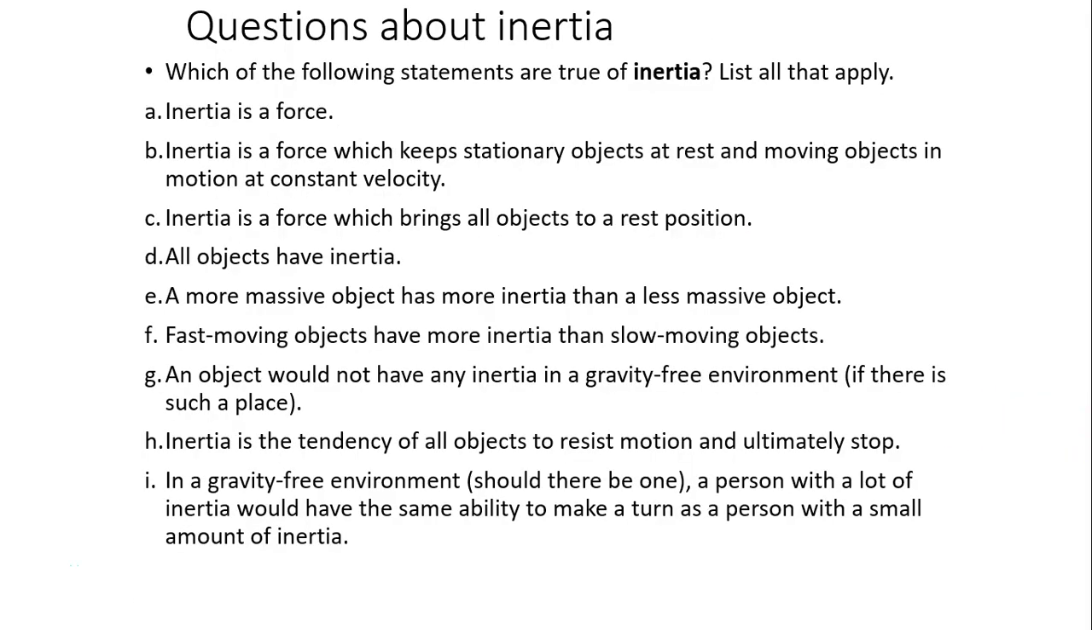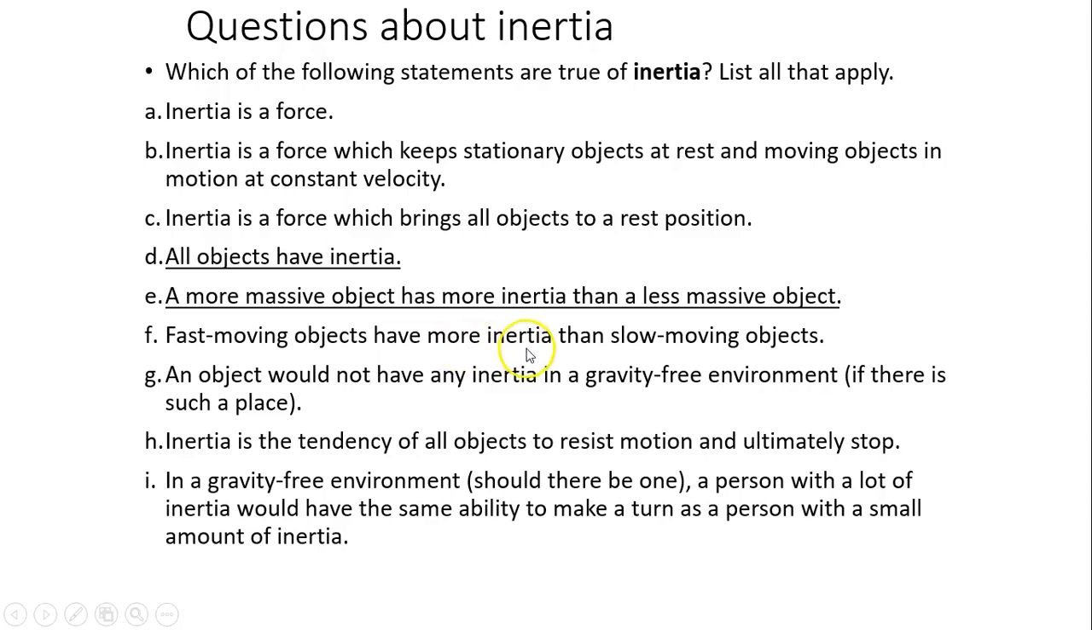Now, questions about inertia. Which of the following statements are true of inertia? List all that apply. The first one says inertia is a force. No, inertia is a resistance to change. So it's not that. Inertia is not a force. All objects have inertia. Yes, all objects have mass, so all of them have inertia. A bigger, more massive object has more inertia than a less massive object. So that one is correct. A more massive object has more inertia. That's correct. A fast-moving object has more inertia.